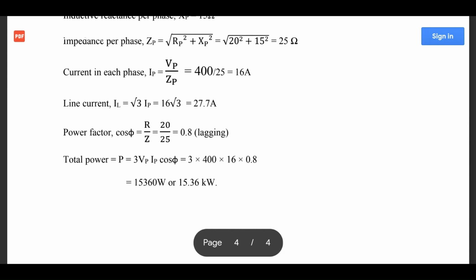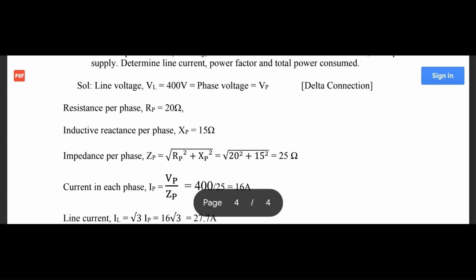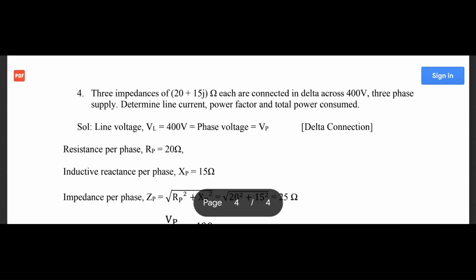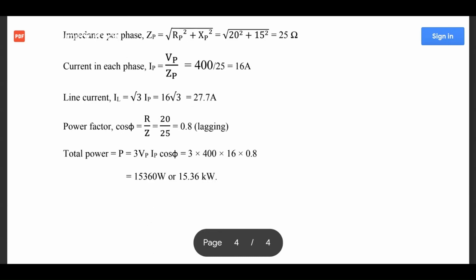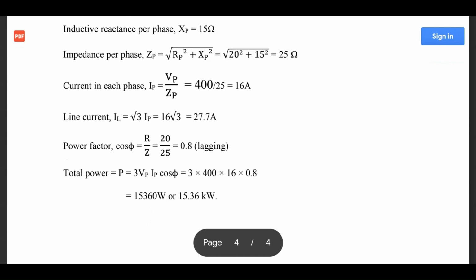So how this lagging situation has occurred, although it is not given in the numerical? The idea is very simple: if the reactance is given as capacitive reactance, then it is fine. Otherwise, by default, it is taken as inductive load or the RL load. So we can say that the cos phi or the power factor is lagging.